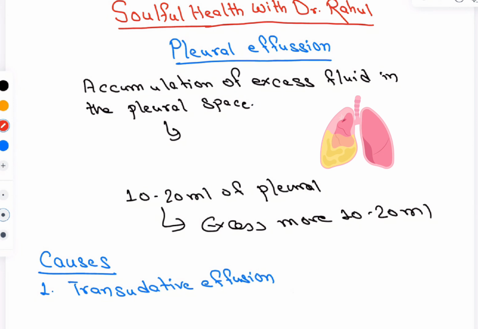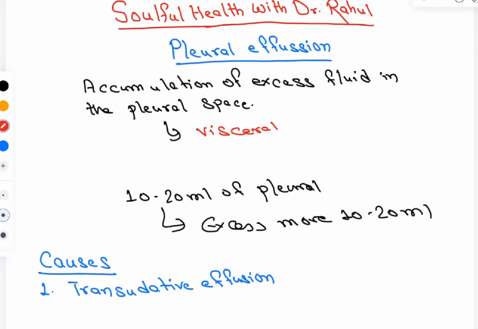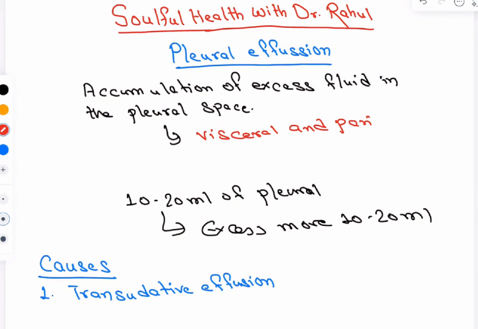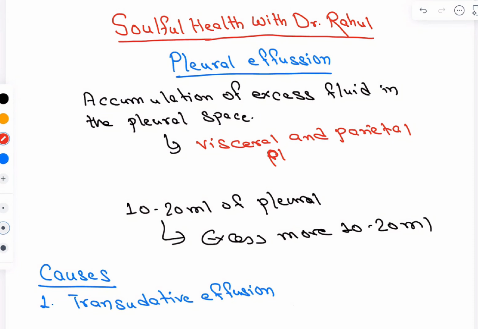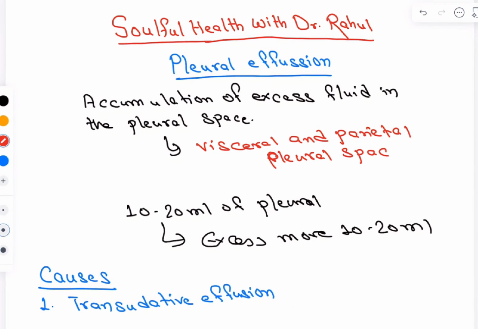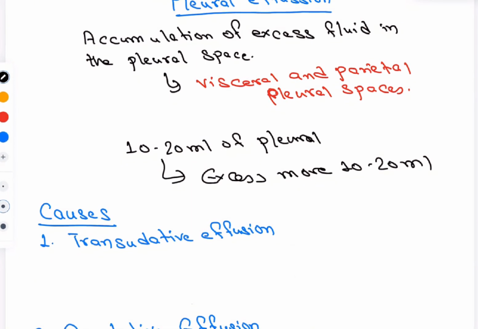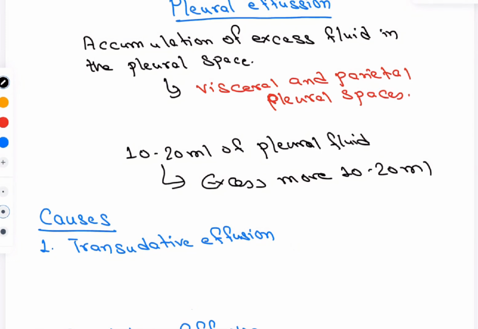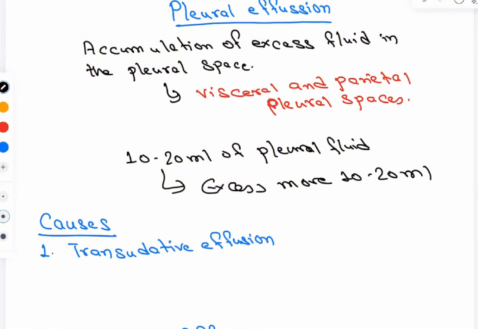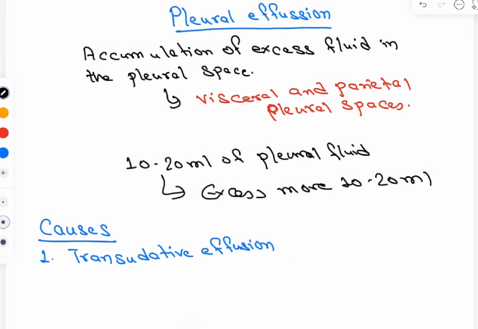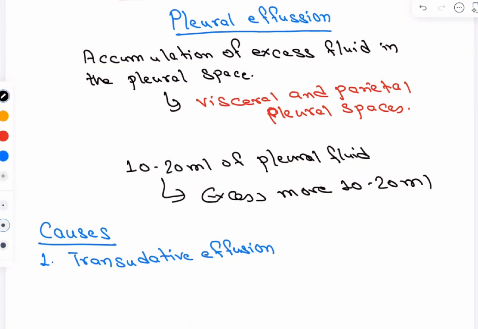Today we are going to discuss the topic pleural effusion. Do you know what is pleural effusion? Pleural effusion means accumulation of excess fluid in the pleural space between the visceral and the parietal pleural spaces. Usually we normally have 10 to 20 ml of pleural fluid in our pleural spaces. It helps for lubrication purposes. If the fluid exceeds 10 to 20 ml, then it is called pleural effusion.